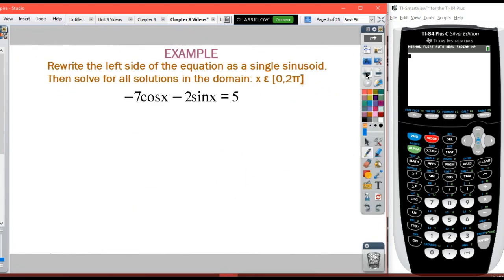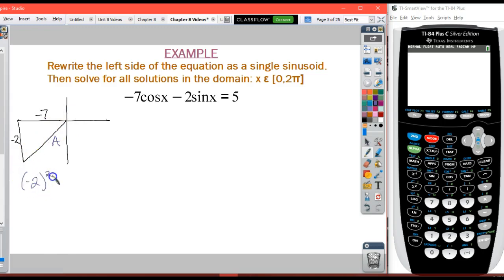So we learned in class how to rewrite a linear combination like this. To start, I'm going to look at the amplitude of cosine, which is negative, and the amplitude of sine, which is negative. And I know that sine and cosine are both negative in the third quadrant. So I'm going to draw myself a reference triangle down in the third quadrant. From here, the x value is -7, the y value is -2, and our amplitude is going to be the hypotenuse, or the radius here.